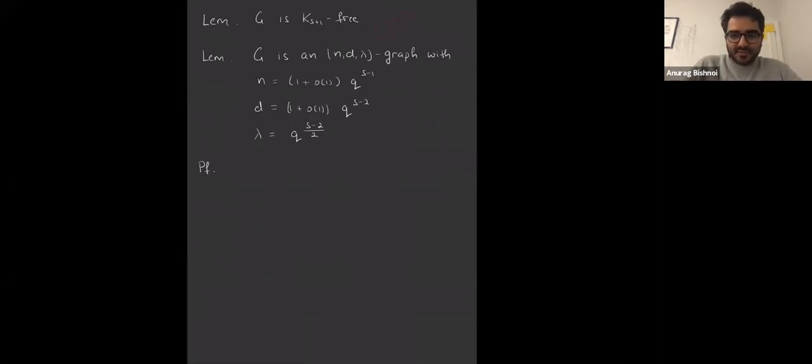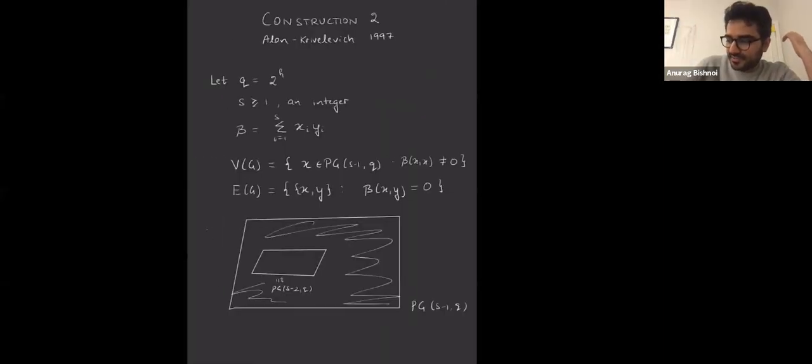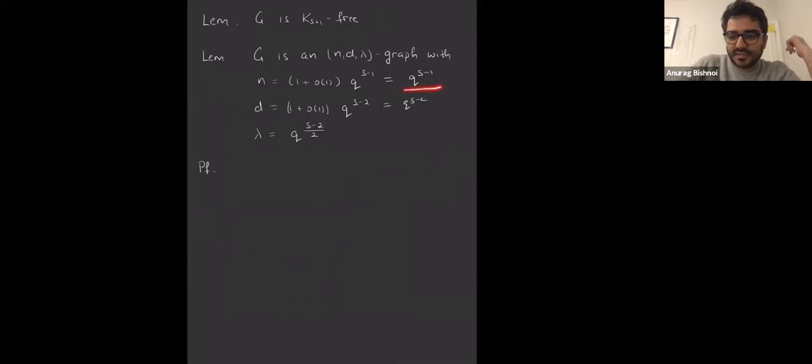But what about the parameters of the graph? Well, now, in fact, this is exactly equal to q^(s-1), and this is exactly equal to q^(s-2). So what about the parameters? Well, n is just the number of points outside this hyperplane. So the number of points in this space minus the number of points in this space, which turns out to be exactly q^(s-1).